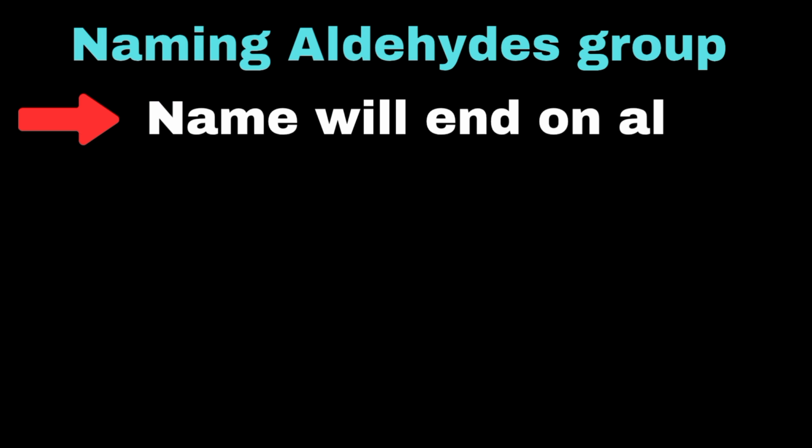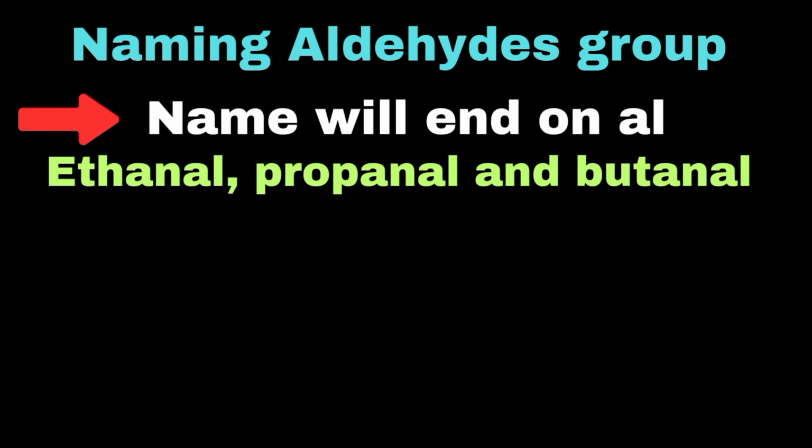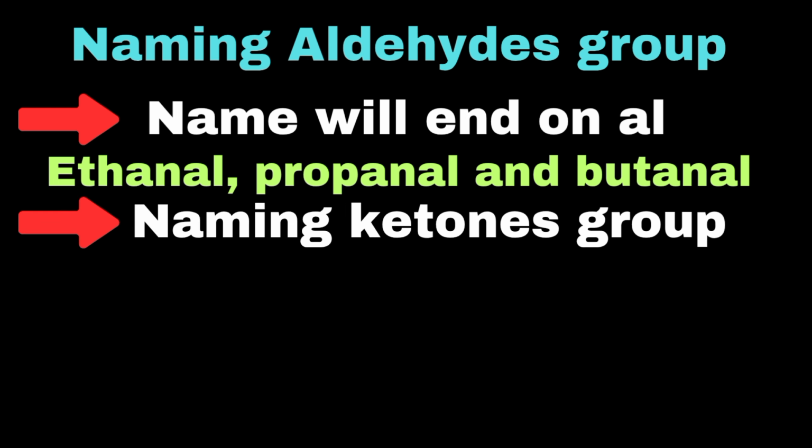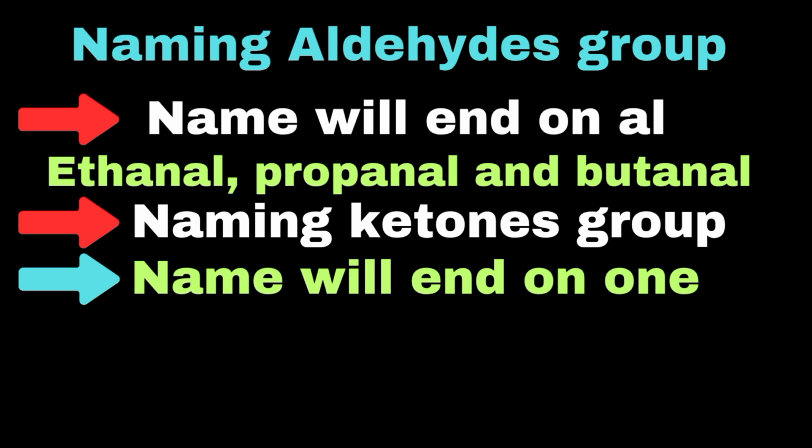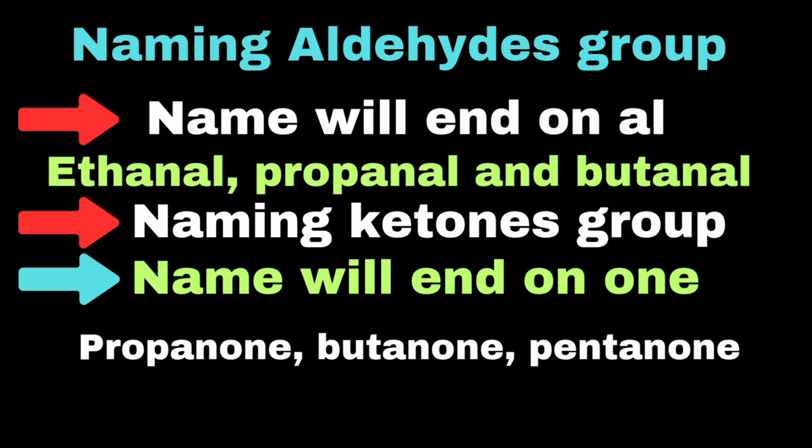Now, if we move towards the aldehyde functional group, the name of the aldehyde group will always end in AL. We can understand this with examples like ethanal, propanal, and butanal. Here we can see that the name ends in AL. If we discuss how the name of the ketone functional group is written or ends, keep in mind that the name of ketones will always end in ONE. We can also understand this with the help of examples such as propanone, butanone, and pentanone. Here we also observe that the name ends in ONE in each case. With the help of these naming tricks, we can easily write and remember the name of any functional group.